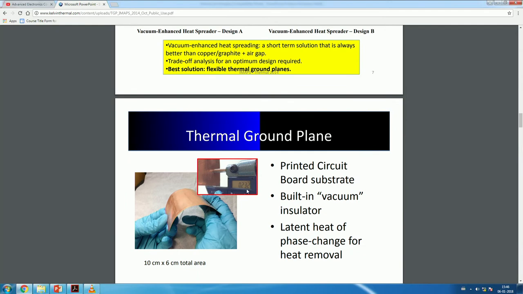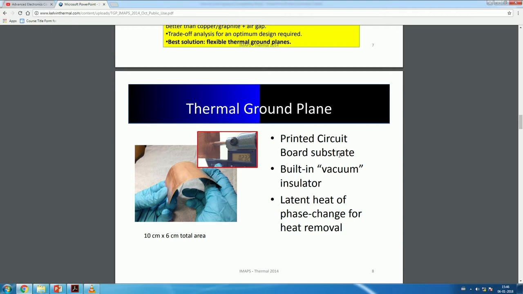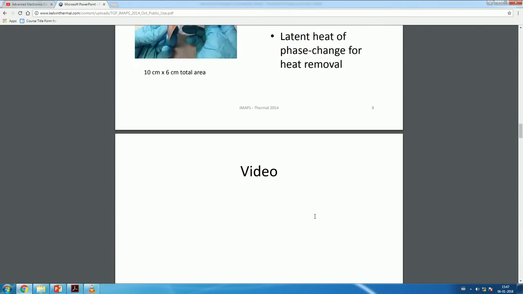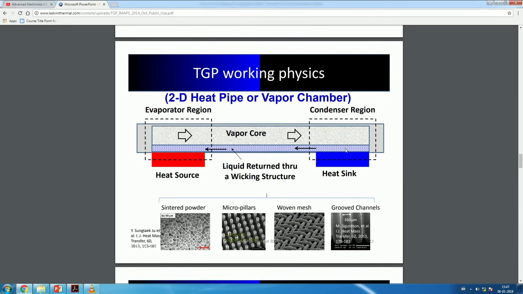This is the flexibility. The thickness you can see is 0.25 mm, 0.232 it is showing here. So he has used a printed circuit. He is very strong in packaging, and therefore he has used some PCB fabrication techniques to make this heat spreader. It has some kind of a mesh structure on the inner walls and a vapor core. For the mesh structure, he has tried out a woven mesh, and these are also possible.